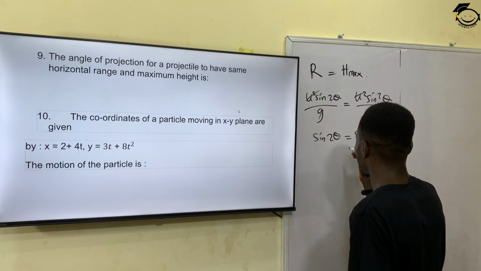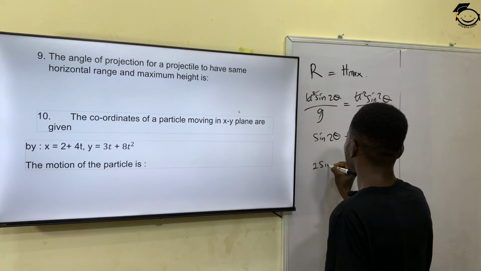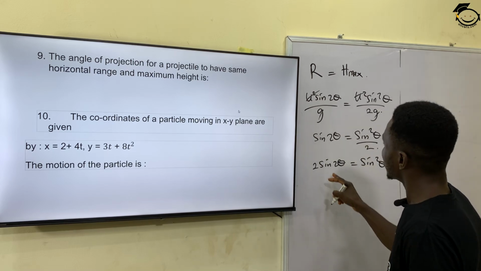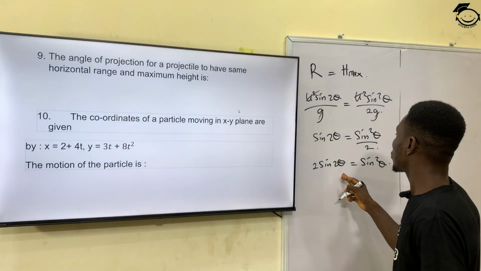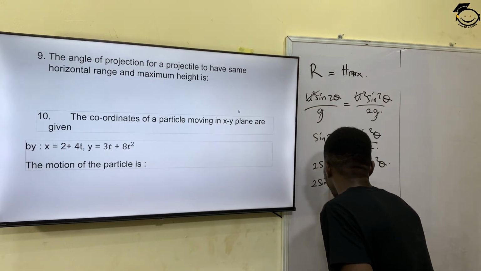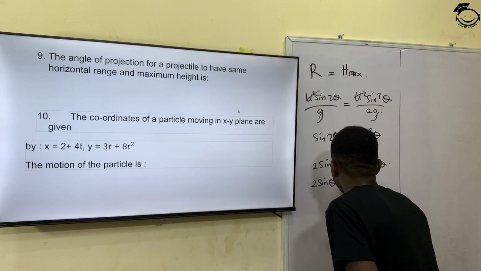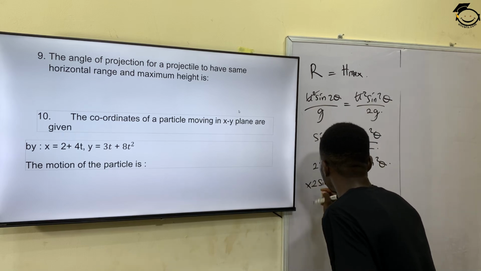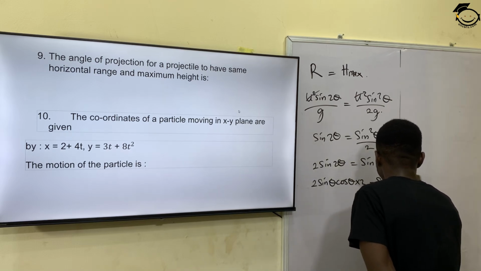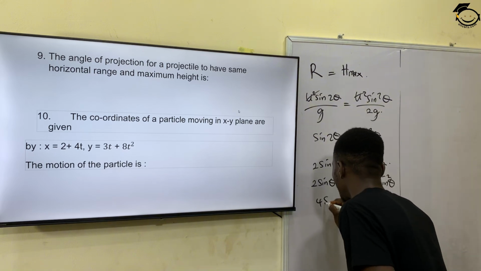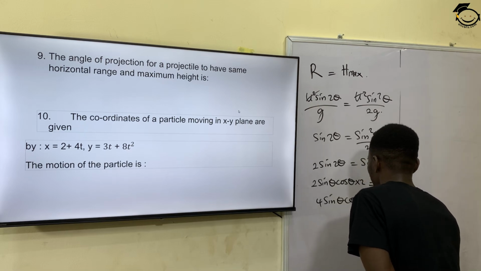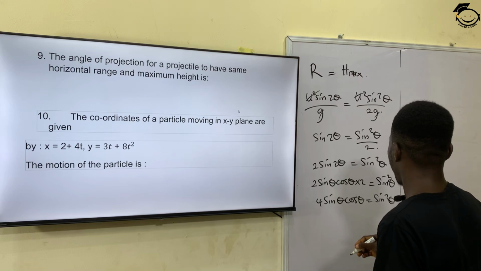So if I cross multiply here, this is the same as saying I have 2 sine 2 theta equals sine squared theta. Since we know that sine 2 theta is supposed to give us 2 sine theta cos theta, it means what I'll be having here is 2 sine theta cos theta, times 2, equals sine squared theta. So this is the same as saying I have 4 sine theta cos theta equals sine squared theta.